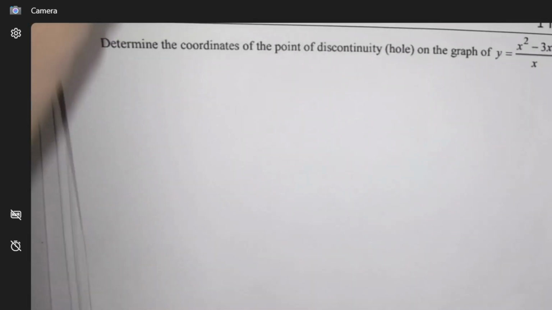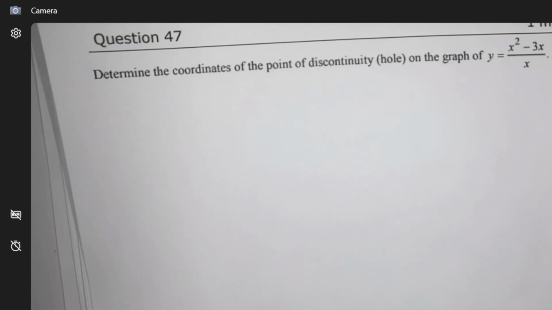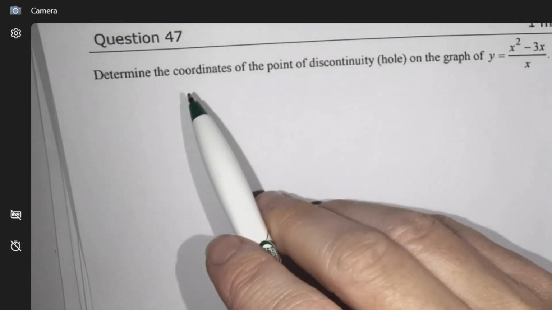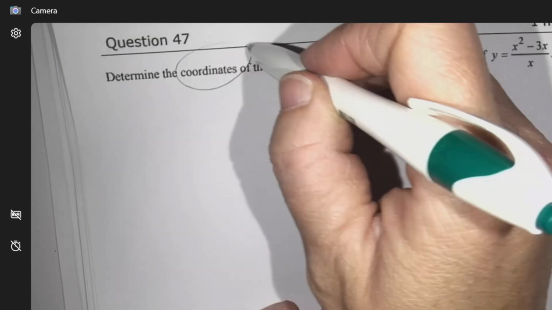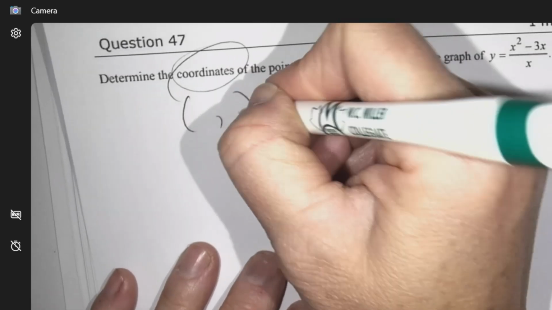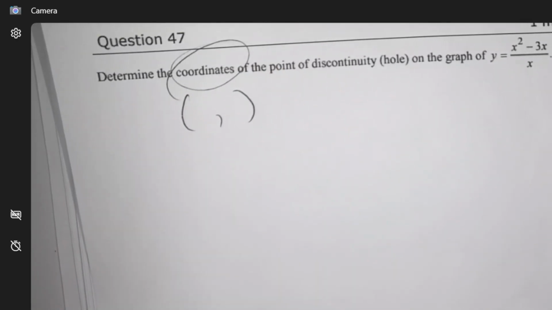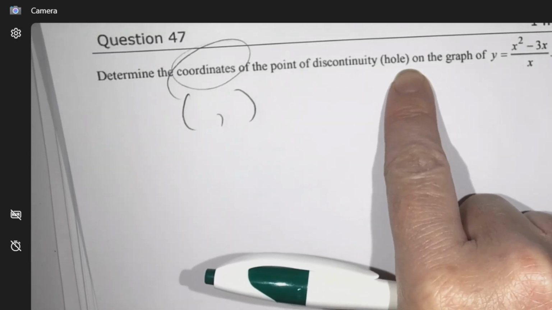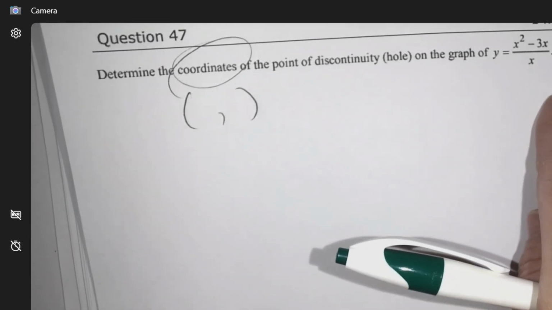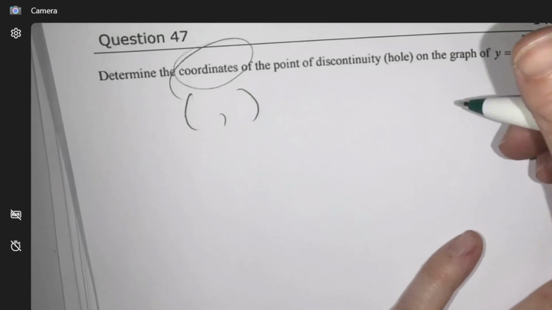Okay, this is a rational because it's a fraction. So we've got all of our rational rules. Non-permitted values. Is it an asymptote or a hole? Degrees. As soon as I see rational, that's what I'm thinking about. Determine the coordinate. FYI, you're going to need a coordinate. So you need an x comma y for the hole. So how do I find a hole? I'm looking for something that cancels.